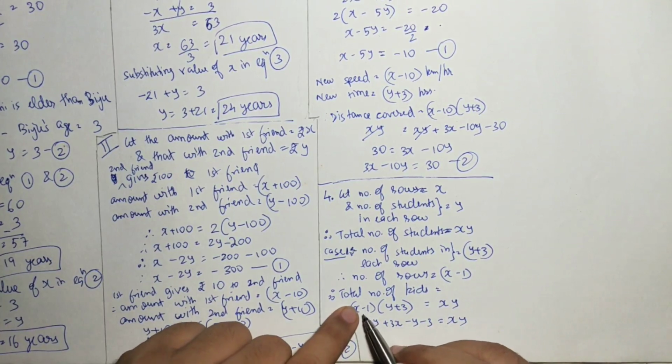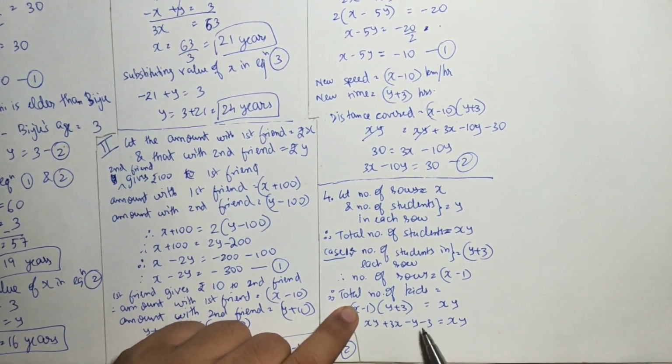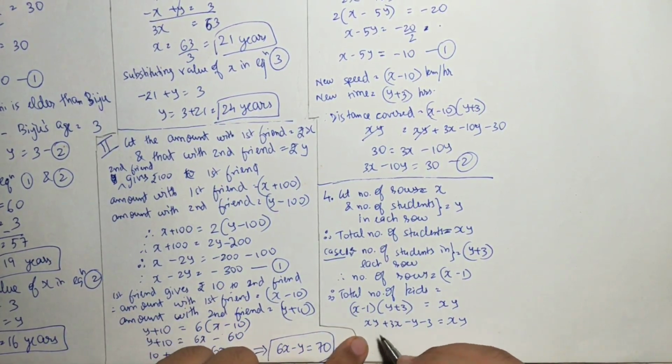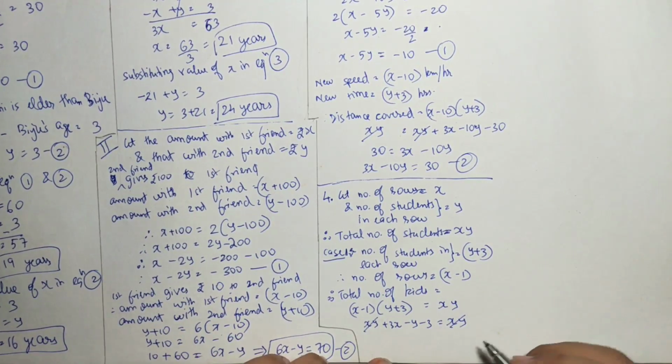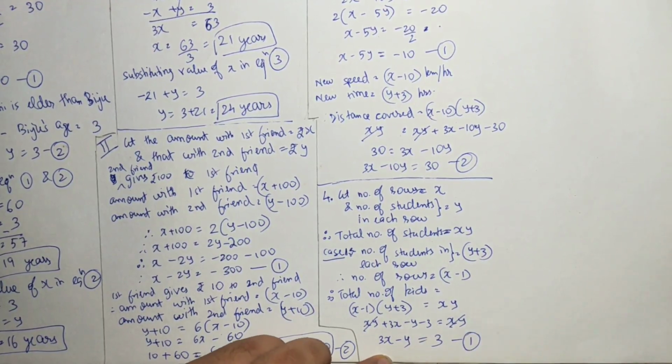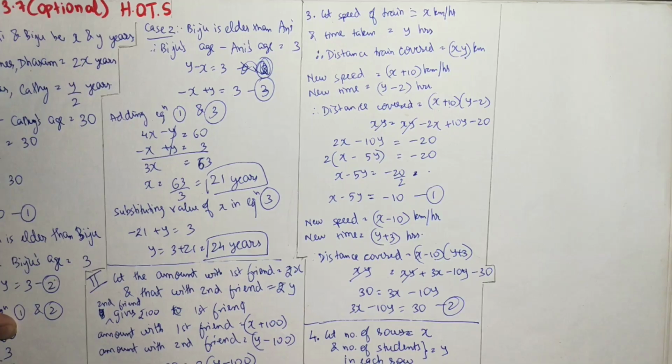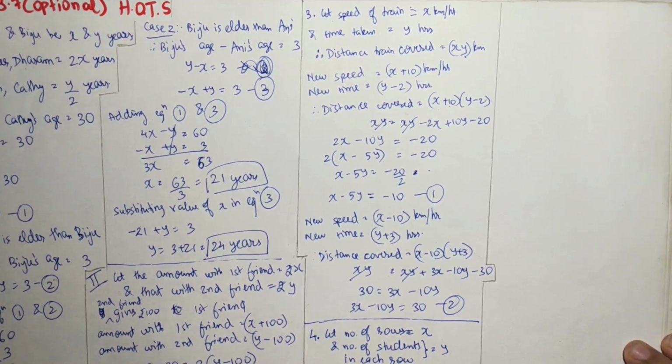Please pay attention, this minus sign will multiply with both of them, so both will become minus. The xy and xy will cancel out. This will become 3x minus y. I am taking 3 to the other side. So this becomes my first equation.